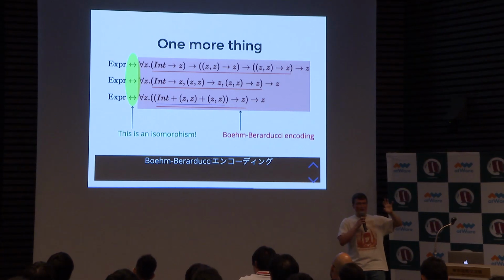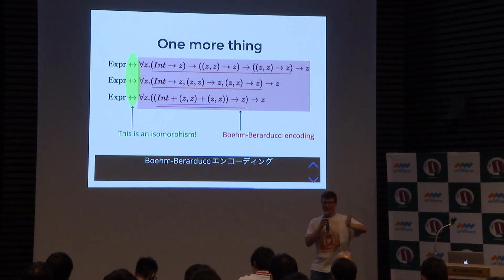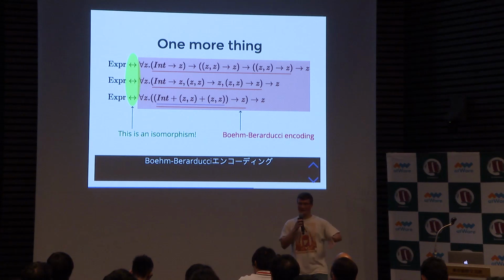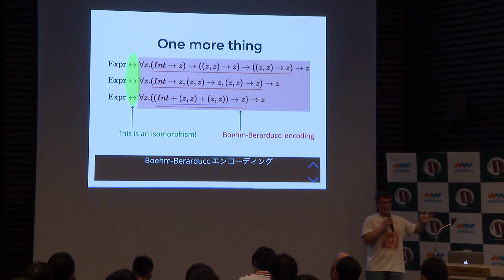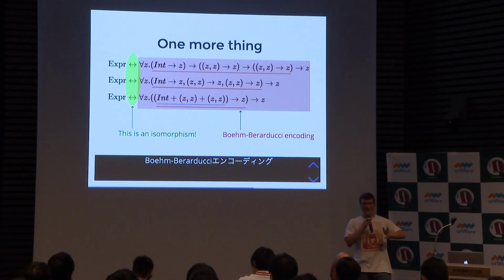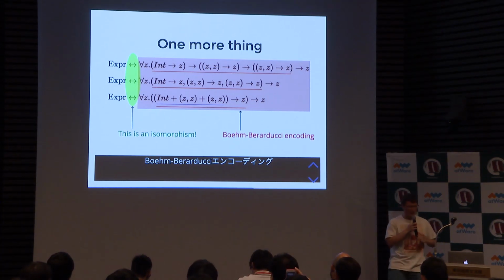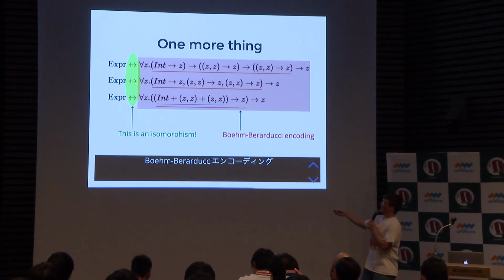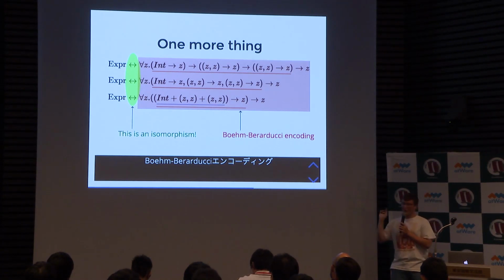And instead of taking first our type parameter and then an argument of type expr, as this, we're going to reverse that. And so we are first taking our expr, and then we are taking a type parameter and the rest of the functions, right? And we can do that. We can just move that quantifier. And it turns out that this is an isomorphism. And this part is called Boehm-Berardi encoding.